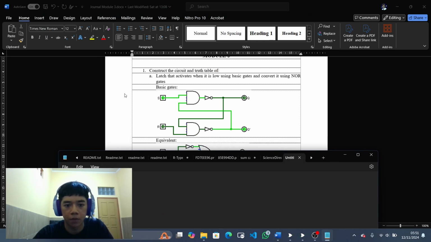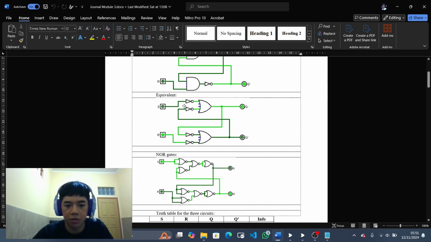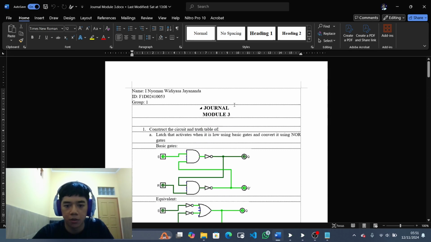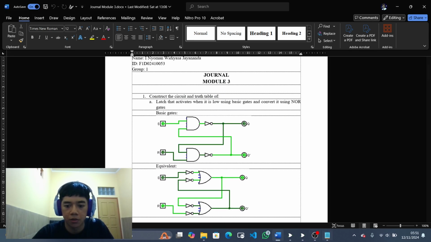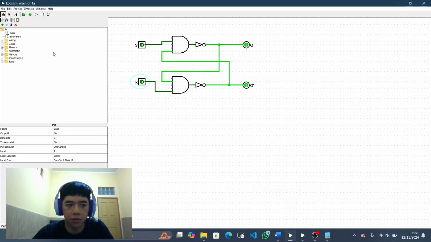Imagine this input is A and this input is B. An AND gate is A times B, but now this is negated, so it becomes A prime plus B prime. And that's basically what happens down here on the equivalent. All right, so let me showcase you a bit.